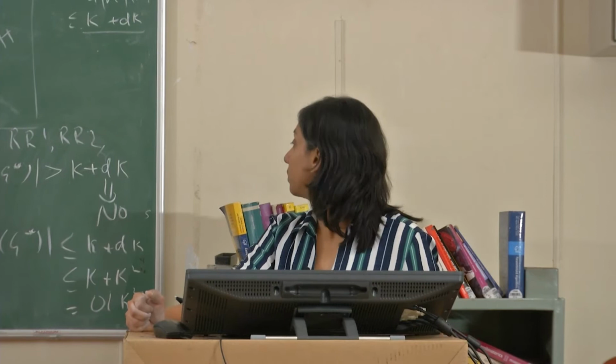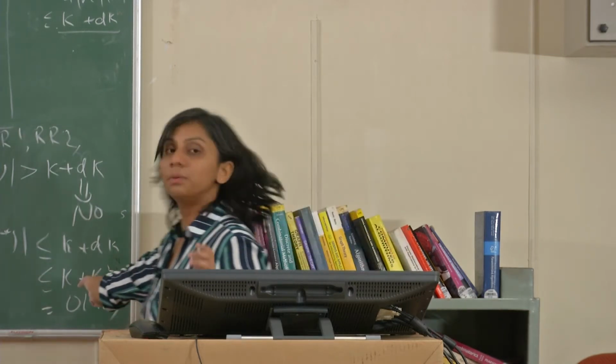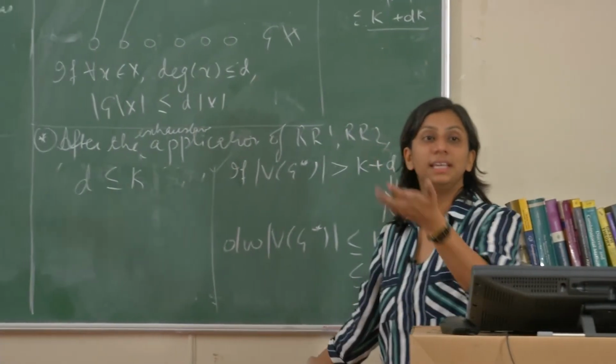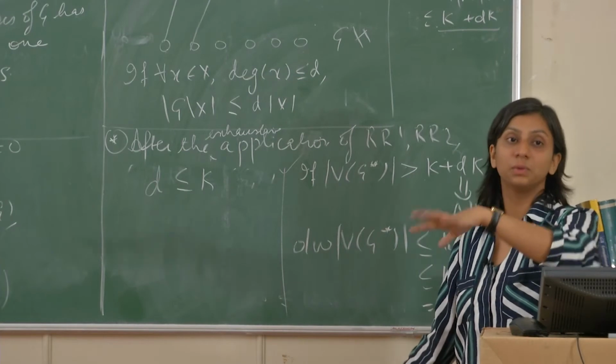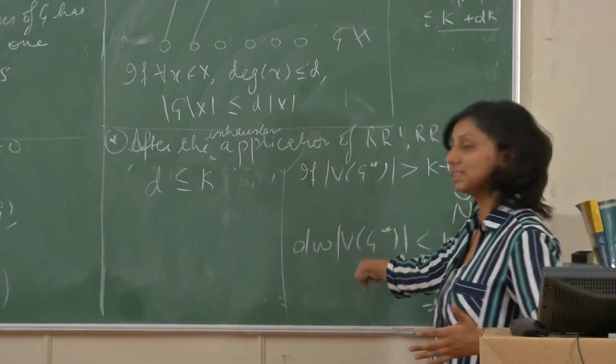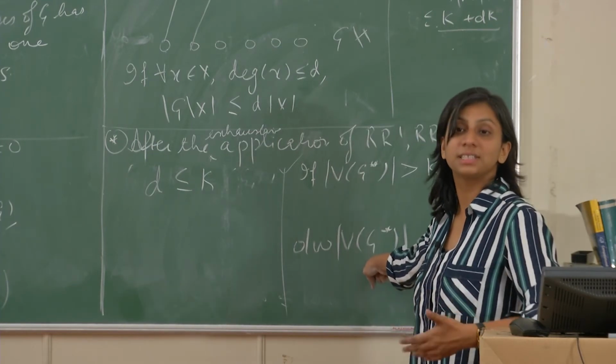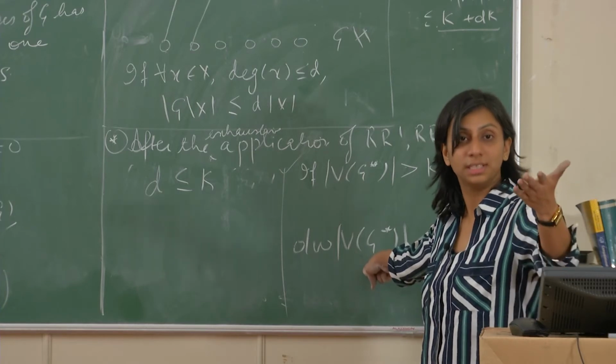Yes. Okay, so there are K square vertices, and each vertex has degree K. So the sum of all the degrees is at most K cube, and the number of edges is at most K cube by 2, right? So definitely the number of edges in this graph is order K cube. But you can even prove that the number of edges in this graph is order K square.